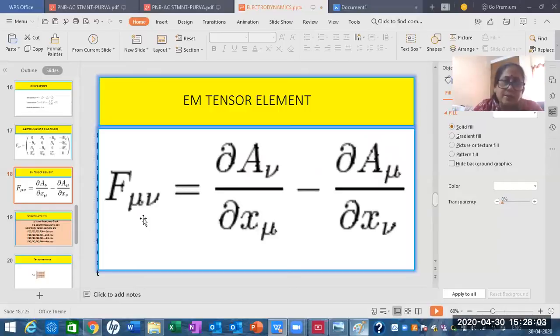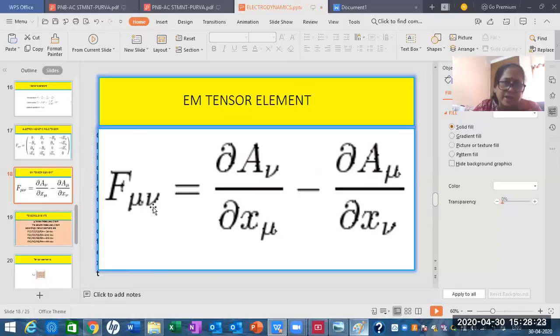Okay. So any element in a tensor. Let us say I write here 1 1. That is first row, first column, first element, diagonal first element. Okay. Where is mu? Here is mu. So this will become ∂x1 and this will become ∂A1. So 1 and 1 I have introduced here.